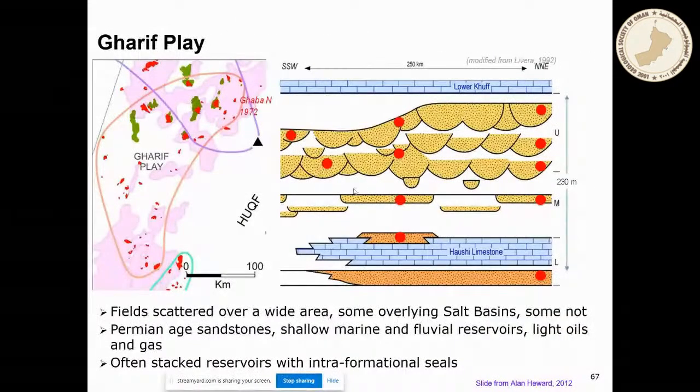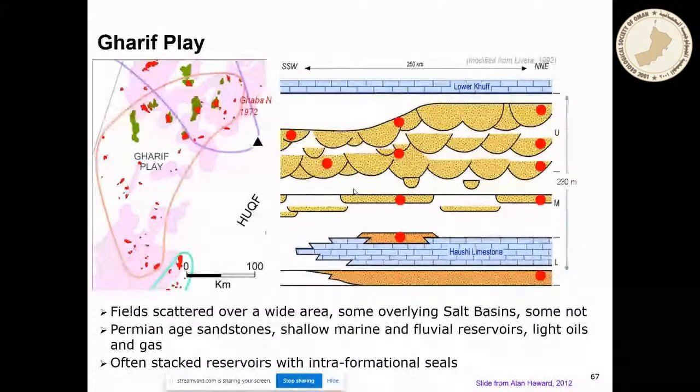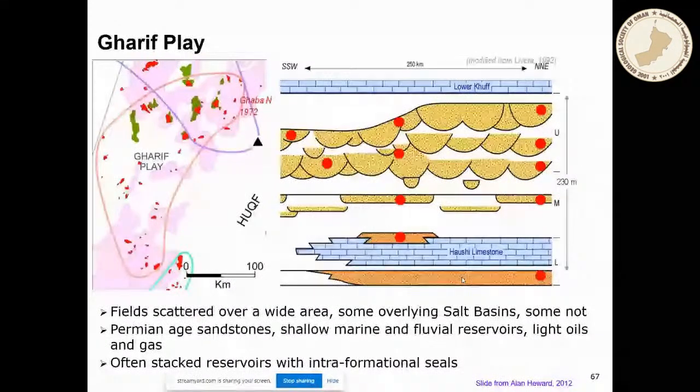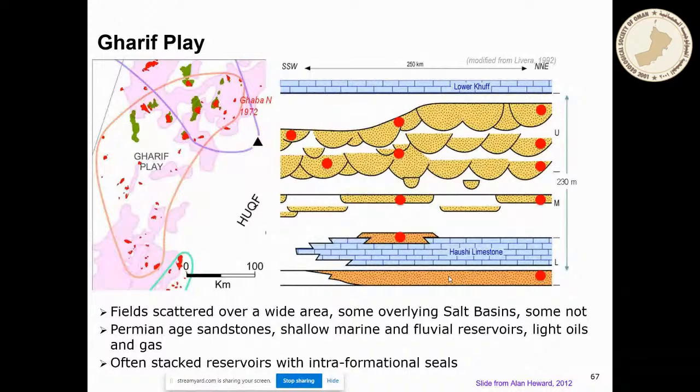Garif play is, by the way, Garif and Shuaiba are the largest plays in Oman. Shuaiba in central and north Oman, and Garif in central and south Oman. And Garif is also a complex petroleum system. It has different types of complexities.